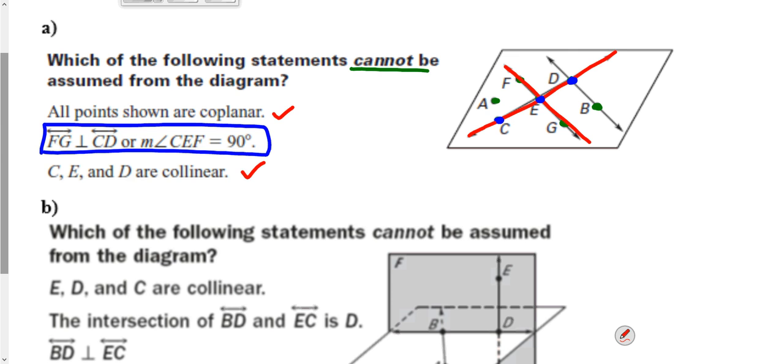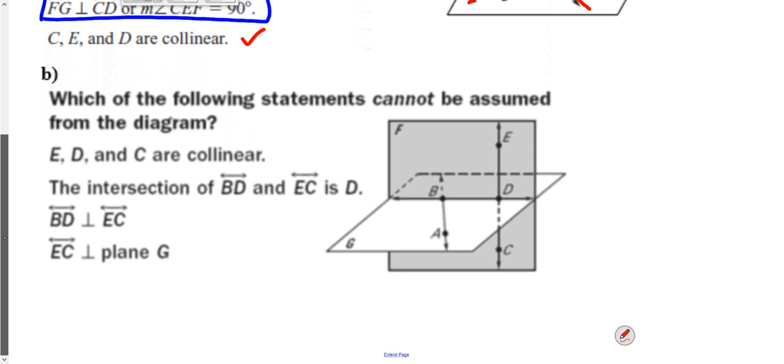All right, then letter B. Look at that image. Which of the following statements, again, cannot be assumed from the diagram? Points E, D, and C are collinear. So we have points E, D, and C. Are they collinear? Yes. So that can be assumed. We see that line drawn through them, so we're able to assume that they are collinear without being told that they're collinear.